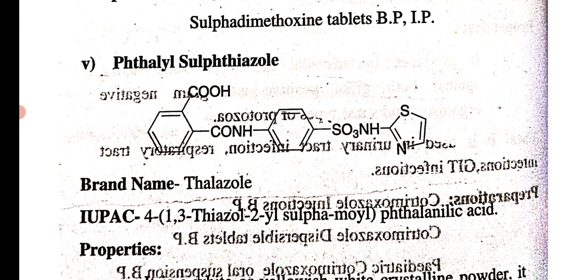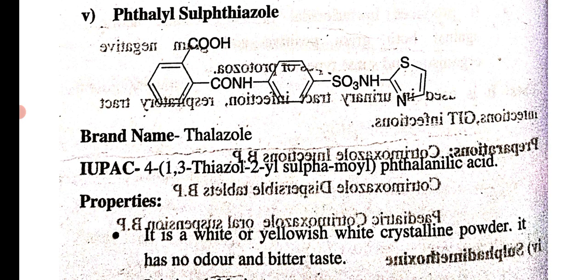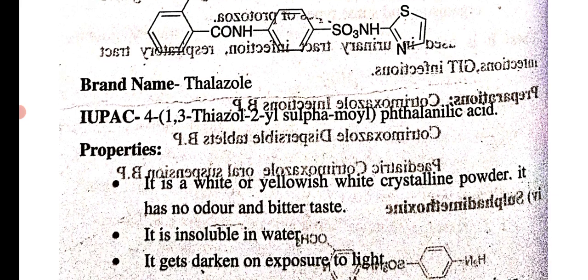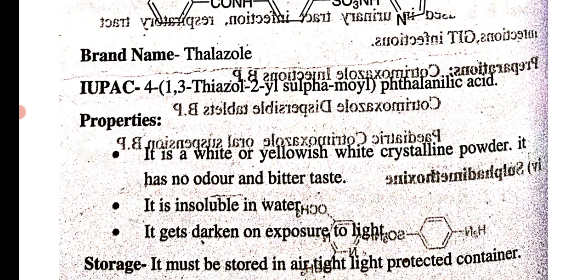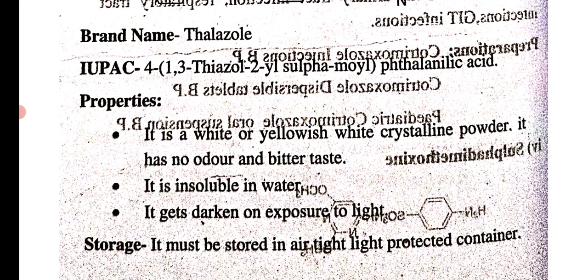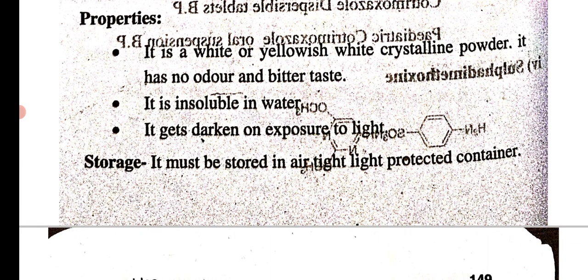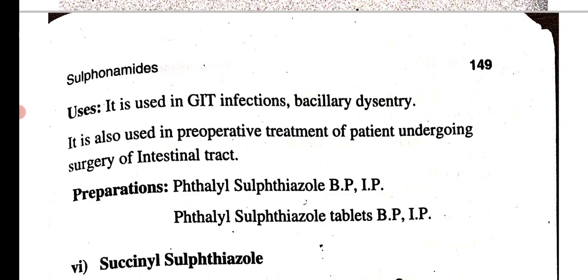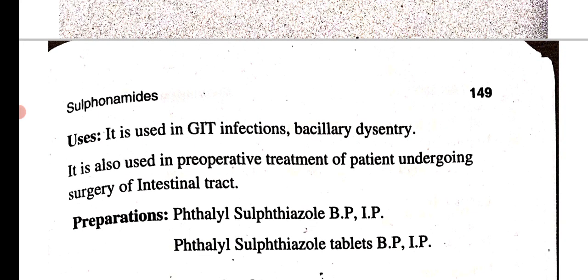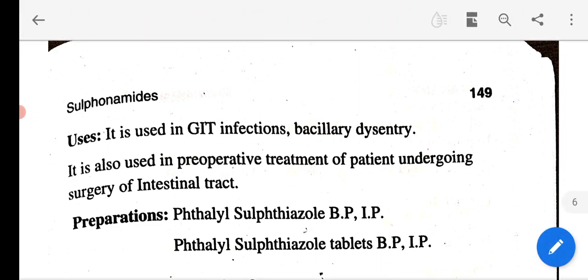The next drug is phthalyl sulfathiazole. The brand name is Thalazole. Its IUPAC name is 4-(1,3-thiazol-2-yl)sulfamoyl phthalanilic acid. Properties: it is a white or yellowish white crystalline powder. It has no odor and a bitter taste. It is insoluble in water and it also darkens on exposure to light. It must be stored in an airtight container as well. It is used in GI infections and bacillary dysentery. It is also used in preoperative treatment of patients undergoing surgery of the intestinal tract.